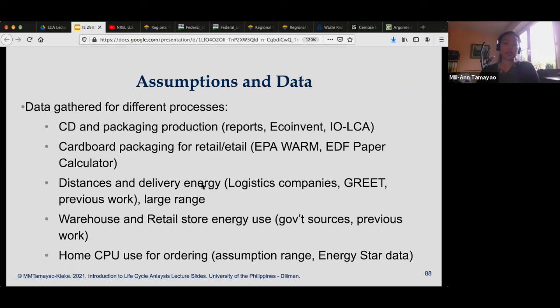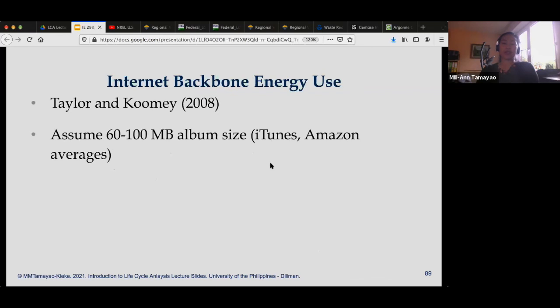And then for distances and delivery energy, this data came from logistics companies, from GRIT, and from previous work of the authors. There's a note here that there are very large ranges in terms of the data that were obtained. And then for warehouse and retail store energy use, the authors used government sources and previous work. And then for home CPU use for ordering, there was an assumed range, and then they used Energy Star data.